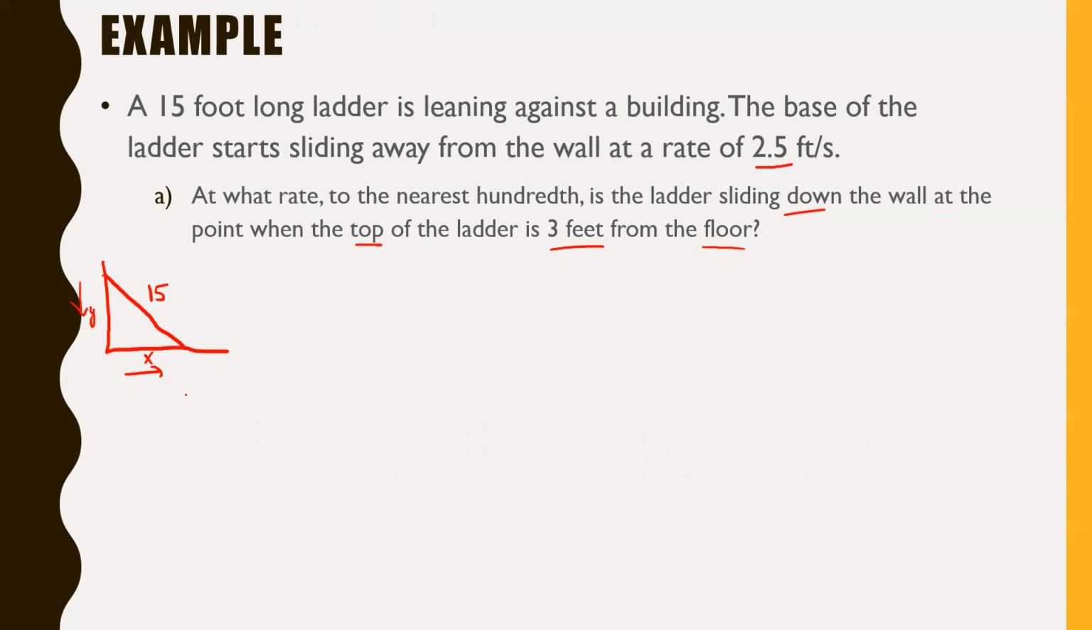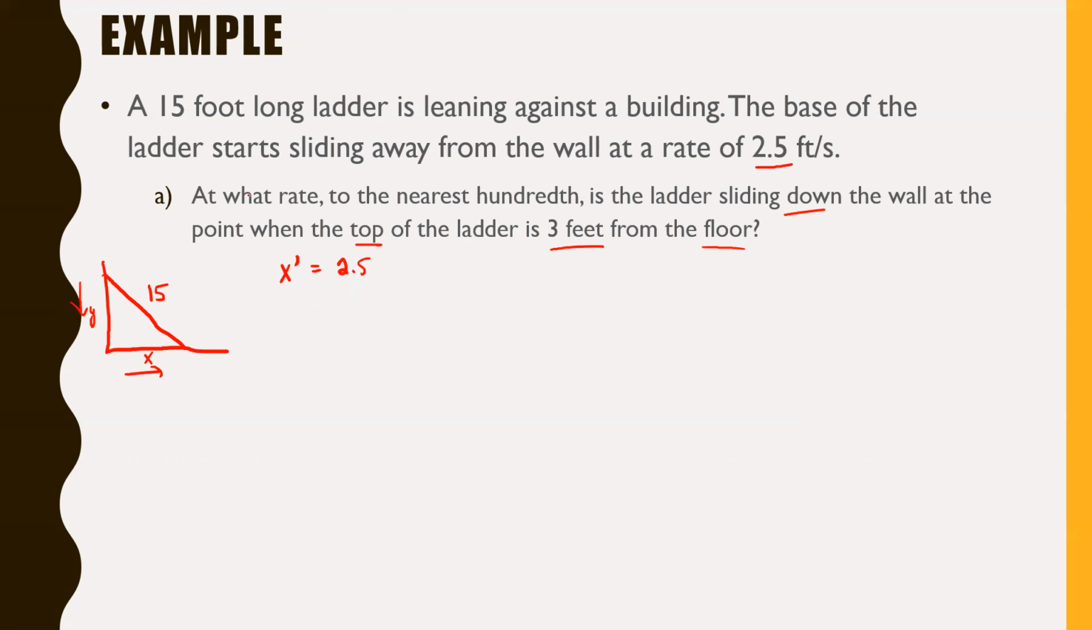If it's a rate of change of x, why don't we just call that x prime? That is the derivative of x with respect to time. After every second, it's getting 2.5 feet bigger, right? So we'll say x prime equals 2.5. There's one number down.